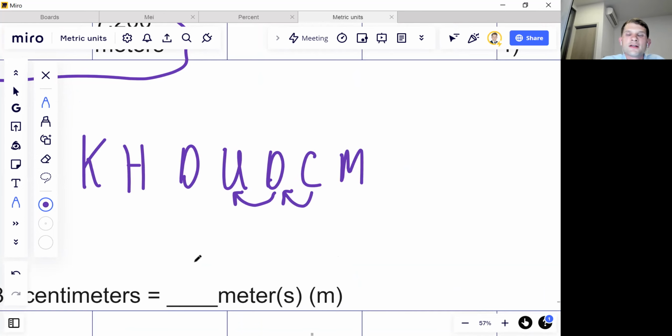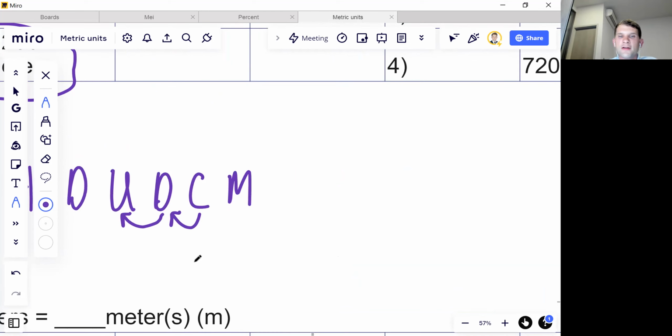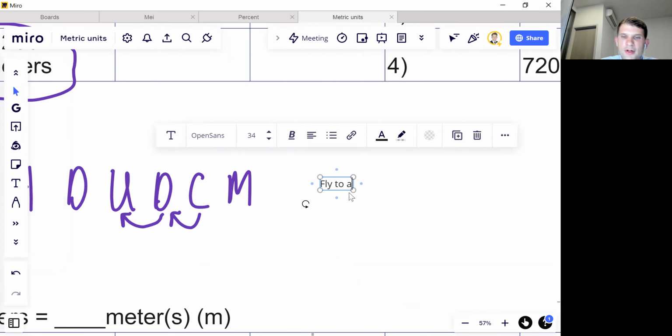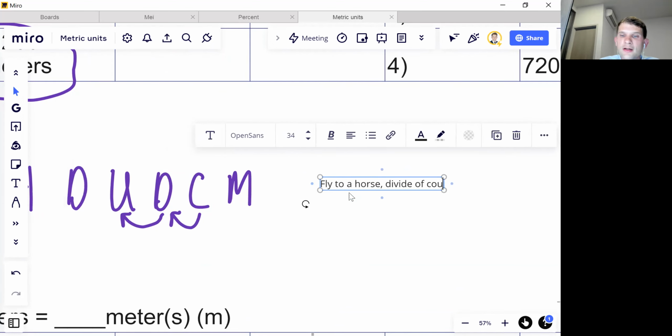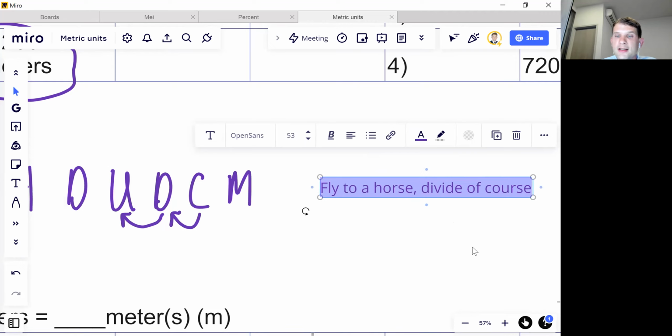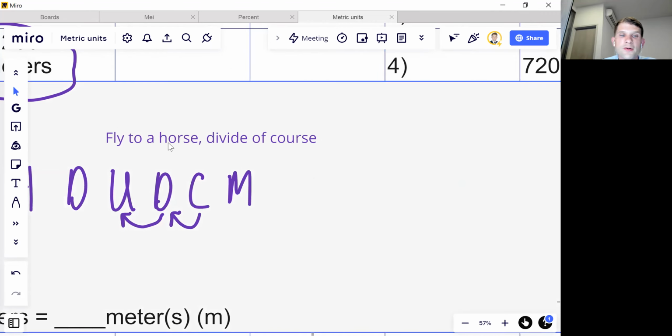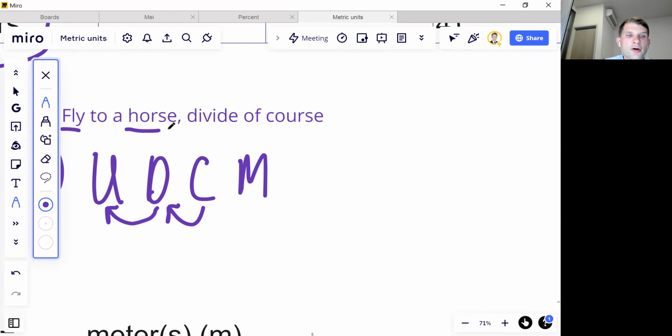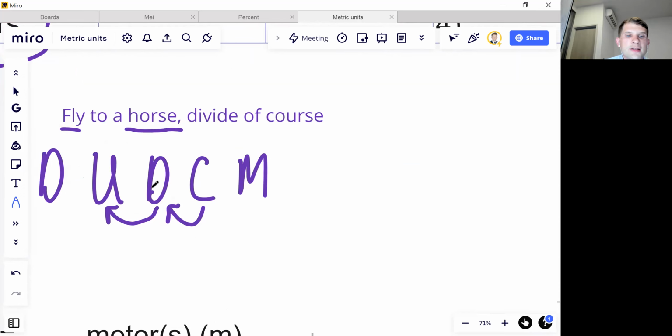We remember the phrase here when we're going from a smaller unit to a larger unit: fly to a horse, divide, of course. I always just repeat that phrase to myself when I'm not sure if I'm multiplying or dividing. In this case, we're going from a small unit, or a fly, to a big unit, or a horse. And we know that we need to divide.